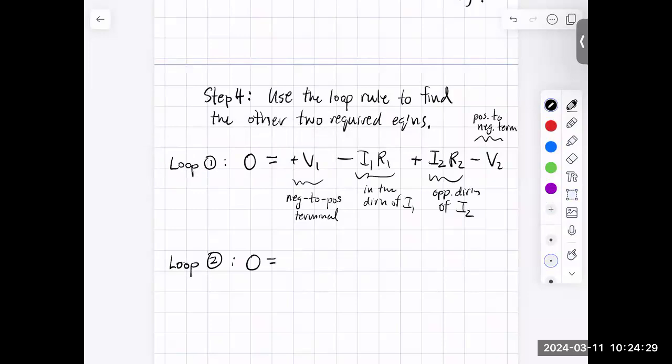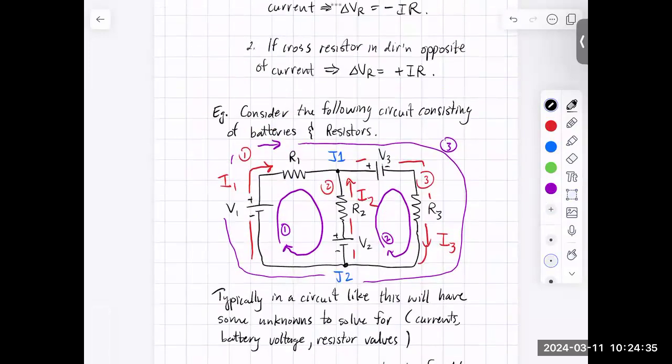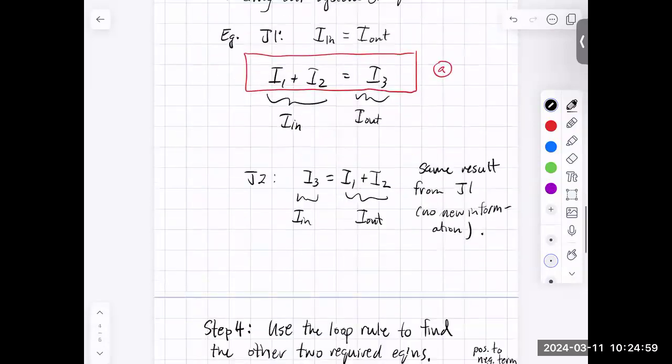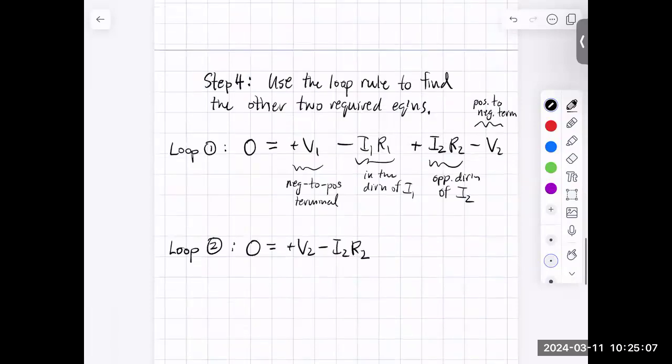We'll see. So the second loop. This time, let's start at the junction J2, and then we'll go clockwise. So we start at J2, we cross V2 from negative to positive, so we get plus V2, and then we cross R2 in the same direction as the current I2. So we have minus I2 R2. So it's plus V2 minus I2 R2.